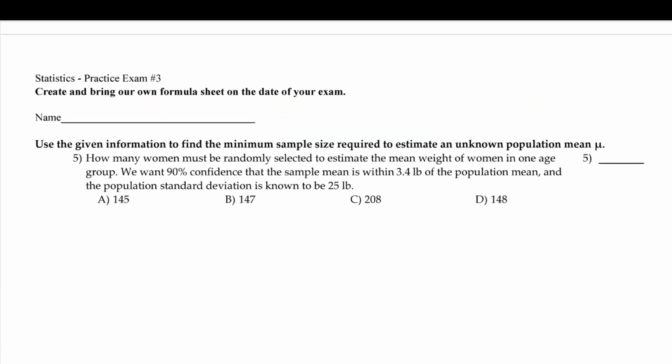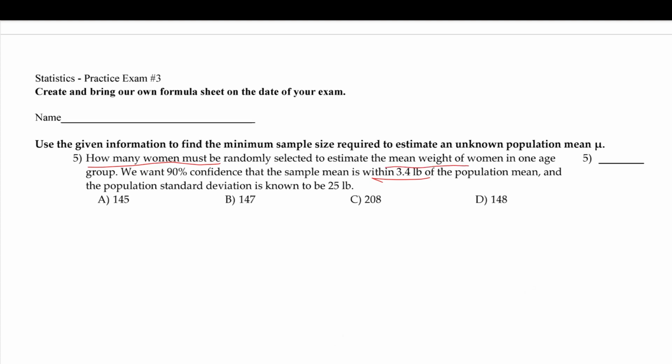Number 5. How many women must be randomly selected to estimate the mean weight of women in one age group? We want 90% confidence that the sample mean is within 3.4 pounds of the population mean, and the population standard deviation is known to be 25 pounds. Okay. So again, they're asking to find a minimum sample size. How many women must be randomly selected? And we're dealing with mean weights, right?